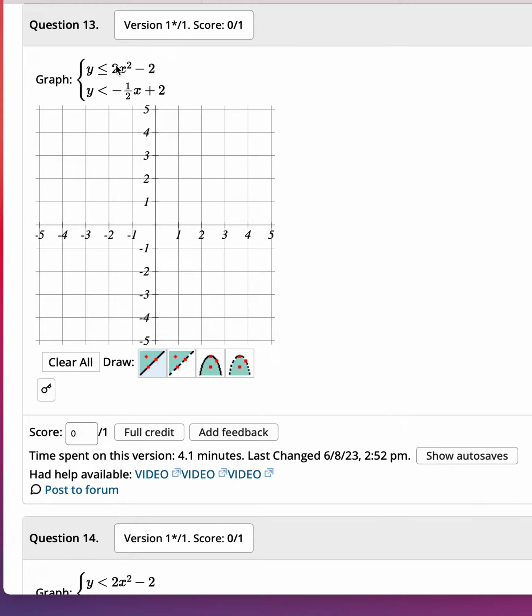Okay, so for this one we have a parabola and then a linear equation. So parabolas, and this one has an equal, so I want to make sure I use the one that is a solid boundary. This is from transformations way back in chapter 5. This is stretched by a factor of 2, and then it's shifted down 2.